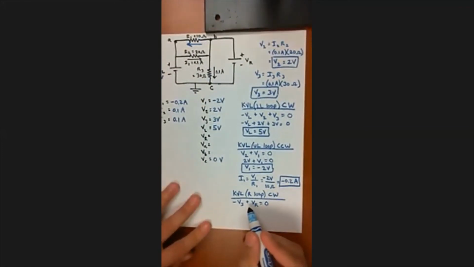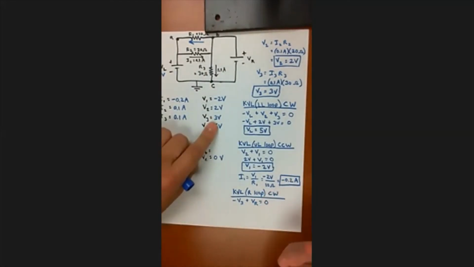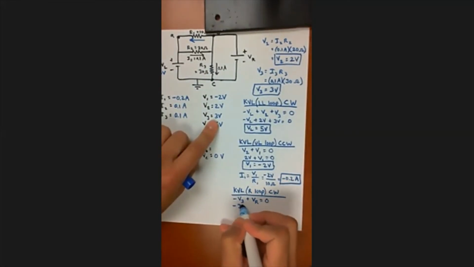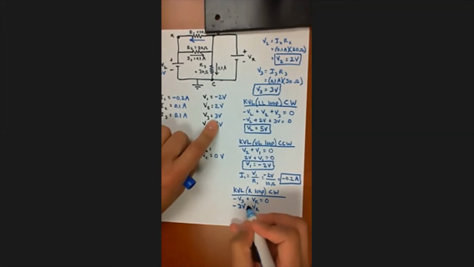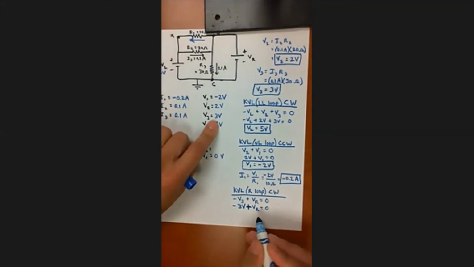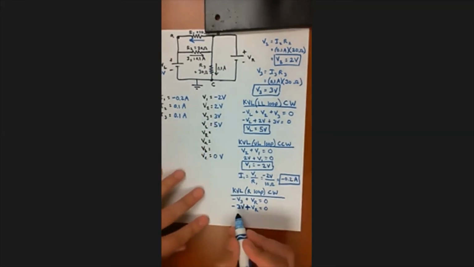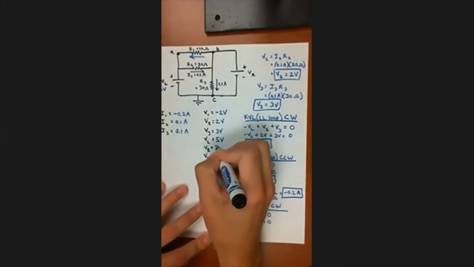All right, and once again, I know V3 already, it's 3 volts, so I can write negative 3 volts equals VR. Oh, no, sorry. I was thinking one step ahead. No, this is a plus. Negative 3 volts plus VR equals 0. And then this is where we're going to need to flip to the other side. So I'm going to add 3 volts to both sides. So VR equals 3 volts. Okay, and that's it. VR equals 3 volts.